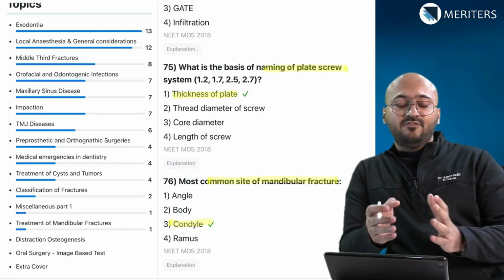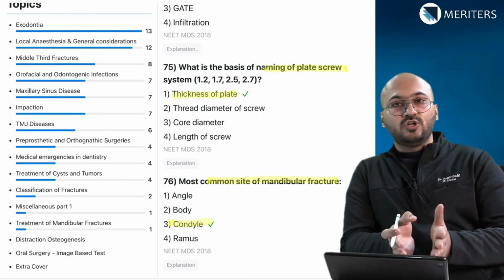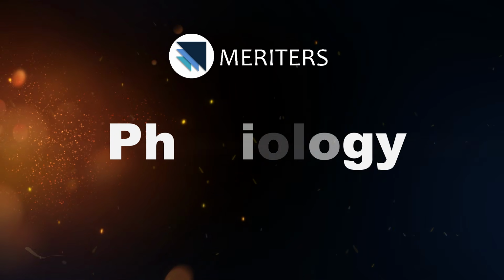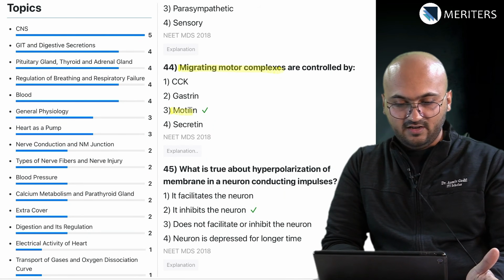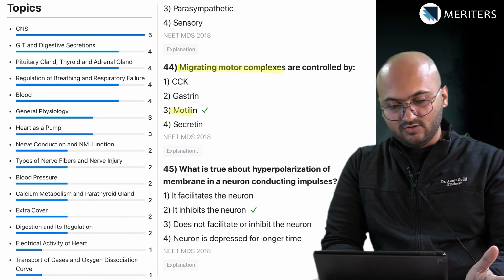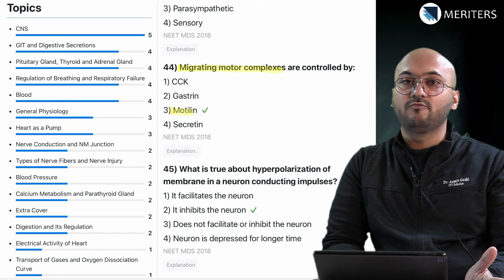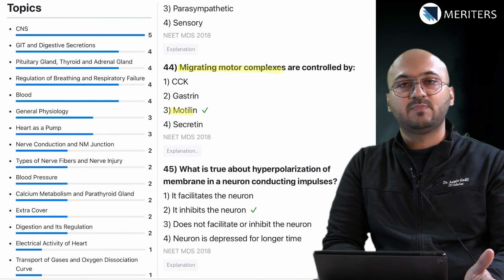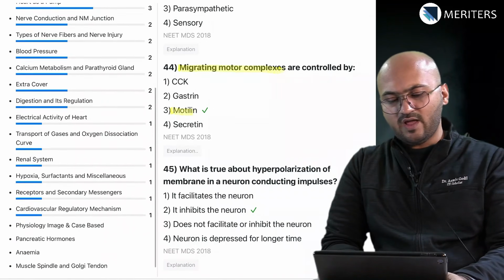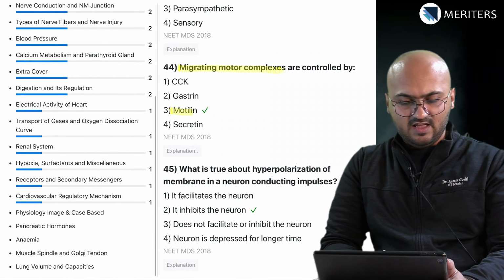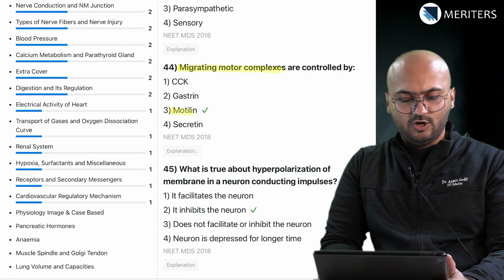Now with this information in our hand, that is, we know the topics which are important. CNS, GIT, endocrine, cardiovascular and neuromuscular are very popular in terms of expecting questions in NEET MDS. But as you can see, more or less you have questions from most of these. And lastly here, anemia, lung volumes and capacities.